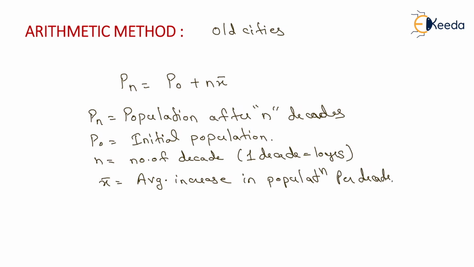Now we will move to the incremental increase method. This method is generally used for the average calculation of forecasting. It means that if a city is not too old and not too young, then we need to calculate the population with the incremental increase method. In the GATE exam, sometimes they don't mention the method for population forecasting. Then you have to use the incremental increase method formula if no method is mentioned in the question.